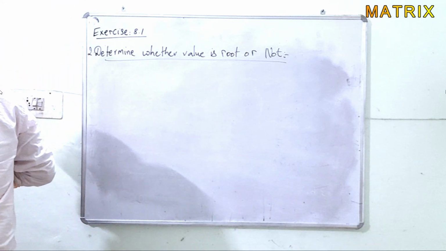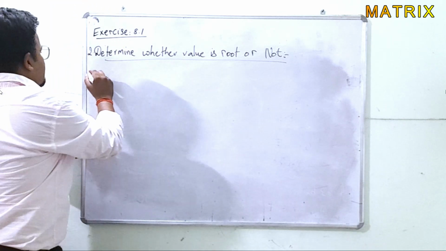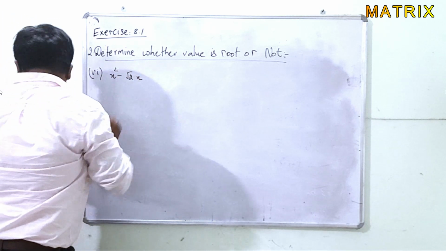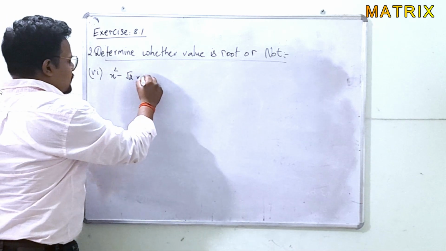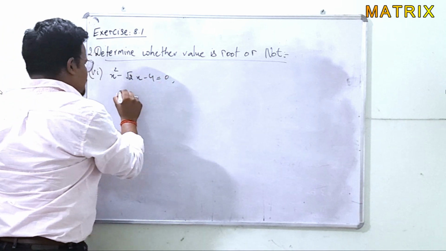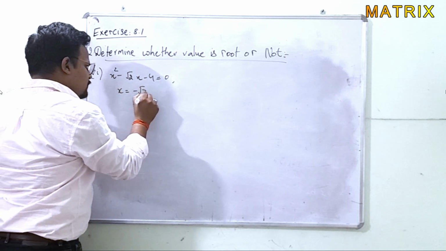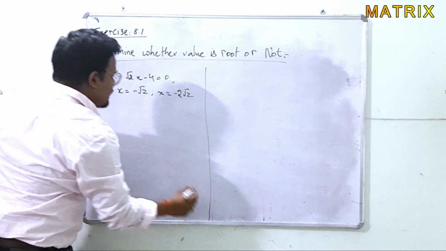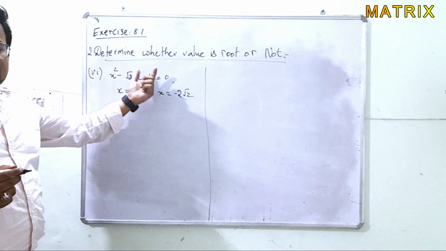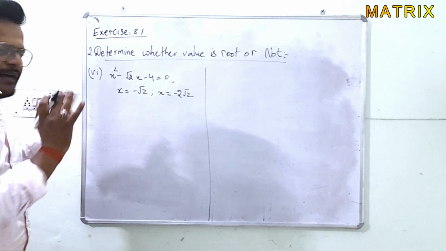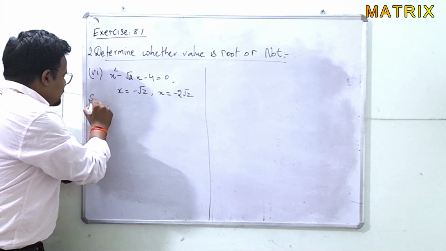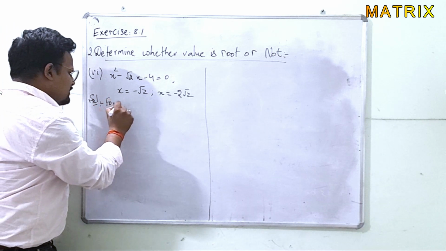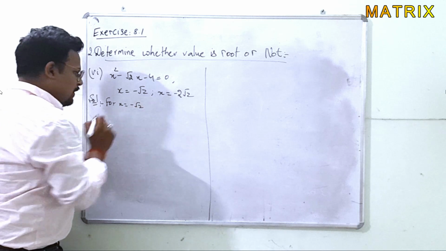So our next exercise, the sixth question, is x square minus root of 2x minus 4 equal to 0, and we are given the values x is equal to minus root of 2 and x is equal to minus 2 root of 2. We want to check whether these are the roots of this quadratic equation or not. Directly, we have to put the values and see. So let's see. Firstly, let's check for x is equal to minus under root 2.